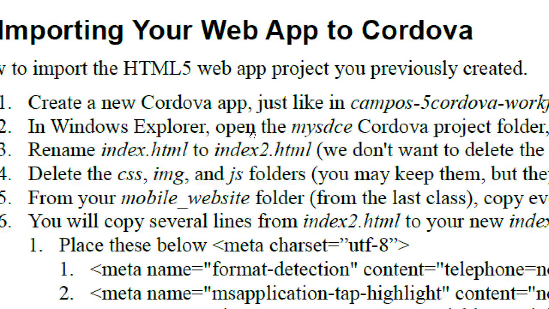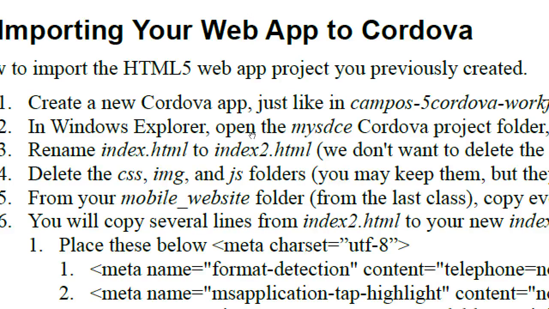In my SDCE, we currently have an index file. We don't want to delete that index file. It has some code that we need. So we're going to rename the existing index file to index 2. Then we're going to go over to our project from last month. I'll remind you where that is in a moment. We're going to go to our project from last month and copy everything about it into the www folder.